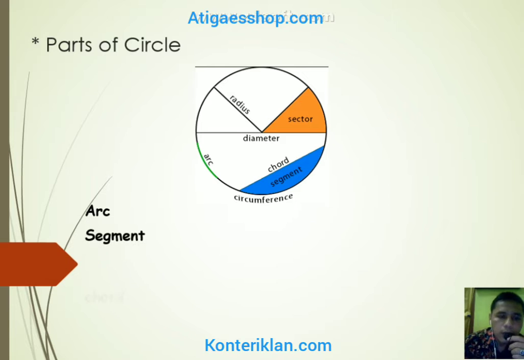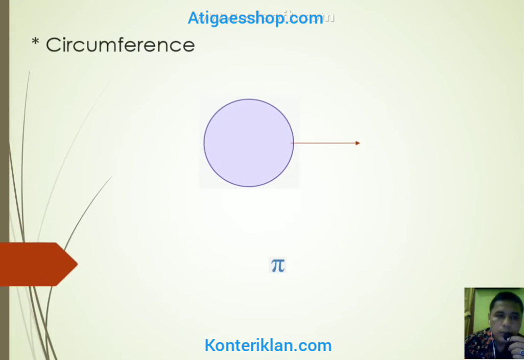Arc, segment, chord, sector, radius, diameter, and so on. Here we go for the circumference. Talking about circumference, or the length of the circle, you must understand the formula of circumference. I'm sure if you memorize the formula of circumference, you can answer the pretest, and also the question of circumference, the question of the circle.